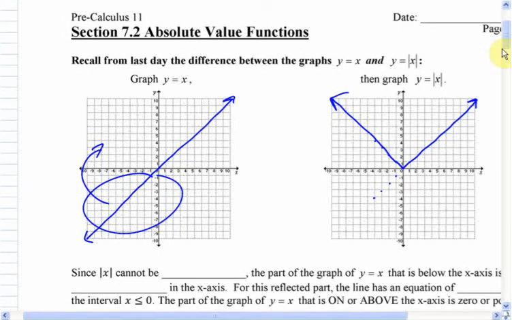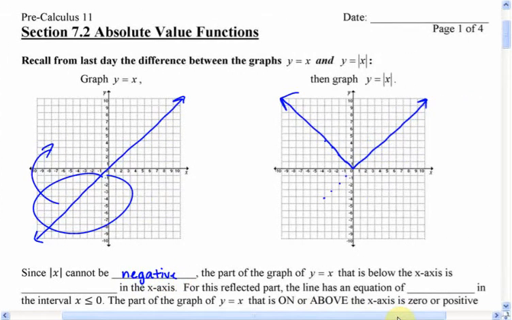What I'd like you to do now is to look at the graphs and tell me, well, since the absolute value of x cannot be what? An absolute value of a number can never be negative. Okay. So what happened was that the part of the graph of y equals x that was below the x-axis, I'm talking about this part right here, okay? The part of the graph that's below the x-axis is now what do I do when I take something on the bottom and put up on top? Reflected, thank you. Okay, reflected in the x-axis.